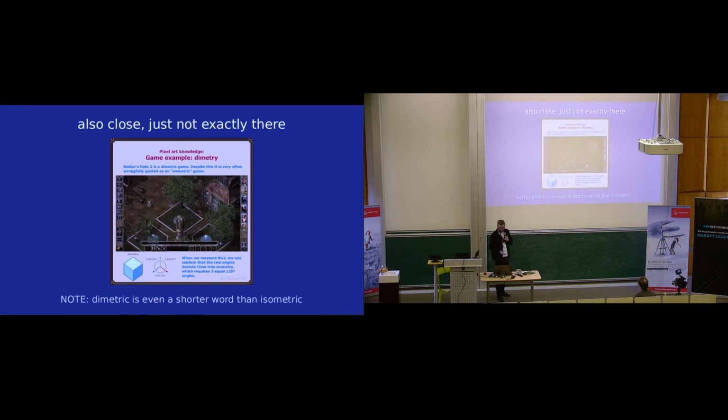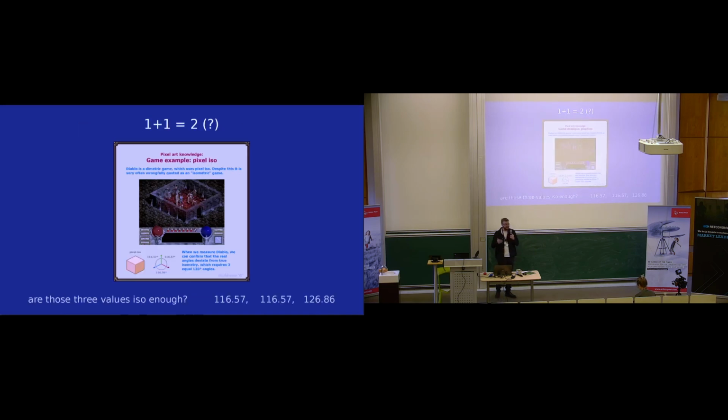So being really close, but not exactly there, is by definition not really an isometric game. So Baldur's Gate 2 is a dimetric game, because it only has 2 of the same axes. And here I would even argue that dimetric is a shorter word than isometry. So the argument that isometry is the simpler word doesn't really hold, because dimetric is shorter and easier to understand. So why don't we use this? I don't know.